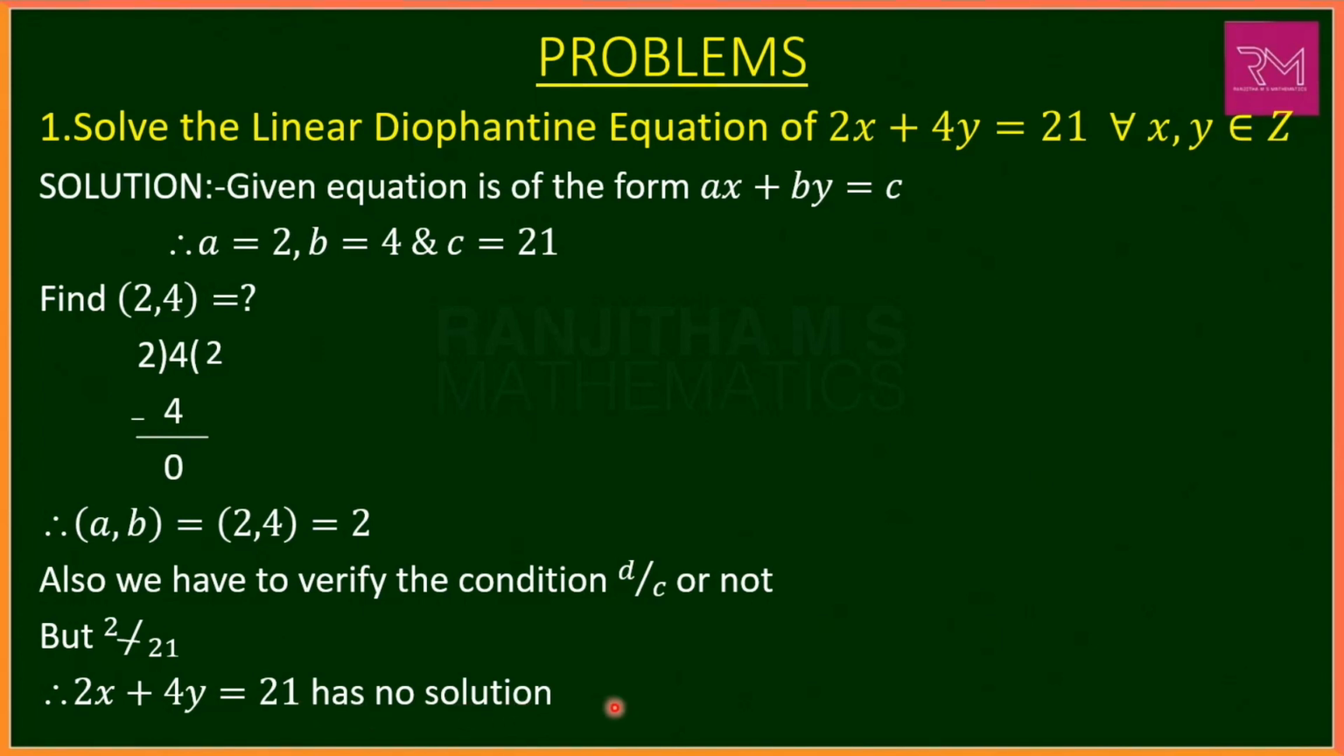This completes the problem. Here we have to take the linear Diophantine equation and find the values of A, B, C. Next we find the GCD value. After finding the GCD, first we verify whether the condition D divides C holds or not. If D does not divide C, we can conclude that the given equation has no solution. If D divides C, the procedure is different. Let's see some more problems.